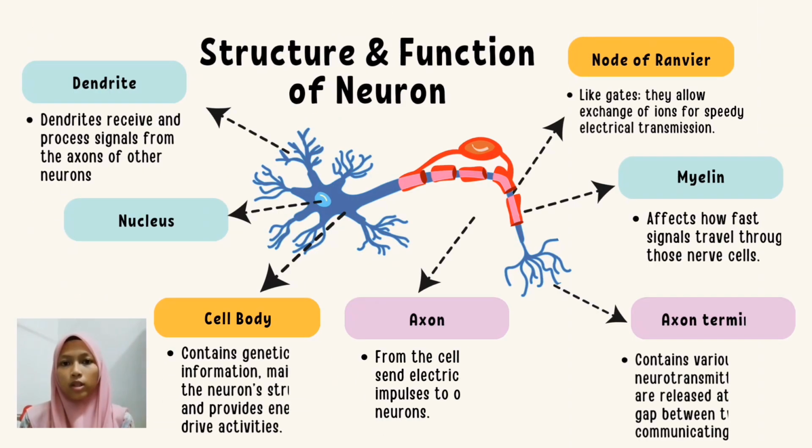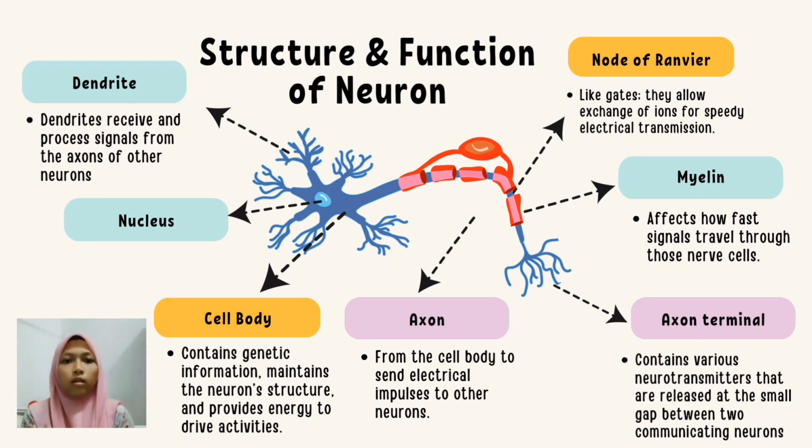The structure and function of a neuron. Firstly, we have dendrites. Dendrites are fibrous roots that branch out from the cell body. Like antennae, dendrites receive and process signals from the axons of other neurons. A neuron can have more than one set of dendrites, known as dendritic trees.